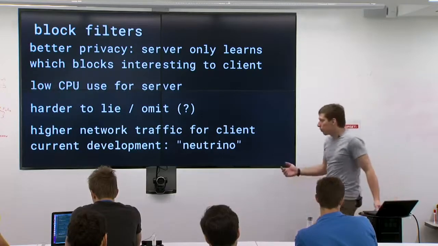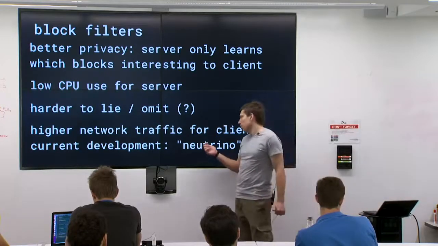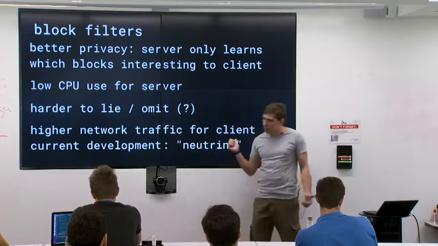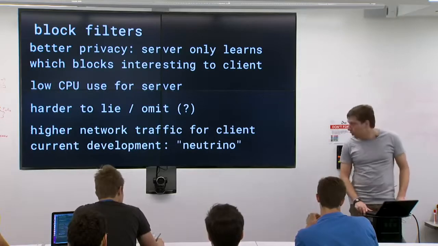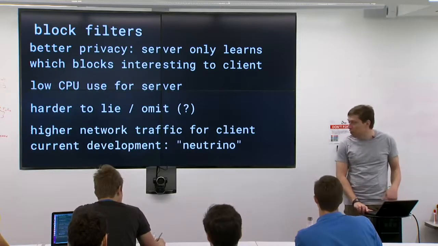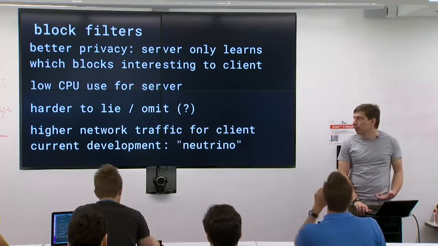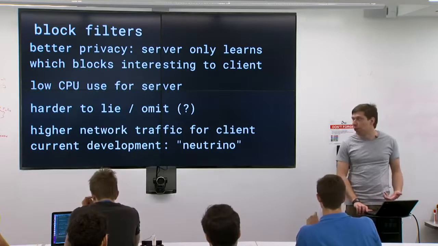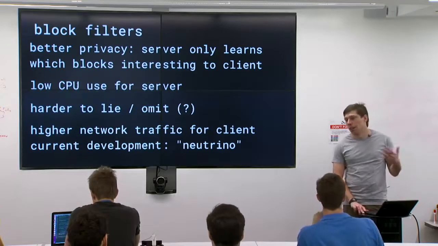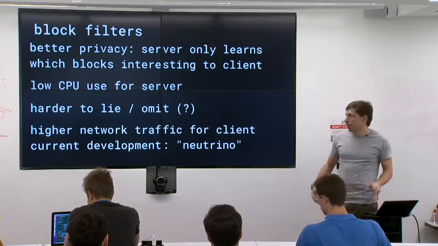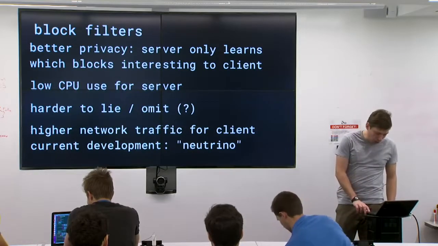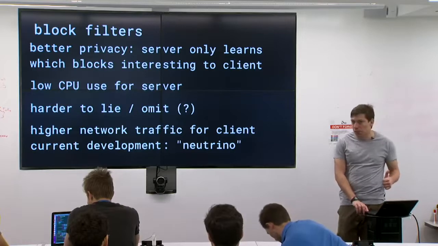So there is current development. Lightning Labs, basically Laolu, is working on something called Neutrino. It's a variant of this. And hopefully something like this will eventually get into Bitcoin Core itself and replace the current server-side Bloom filter code. Hopefully, but something to work on. Any questions about the Bloom filter stuff?